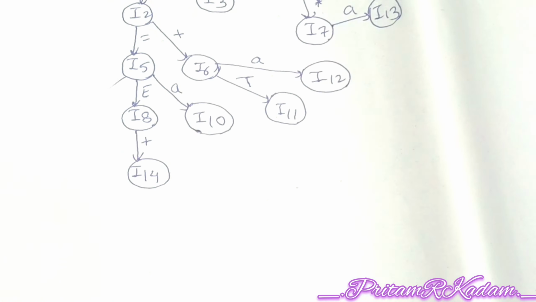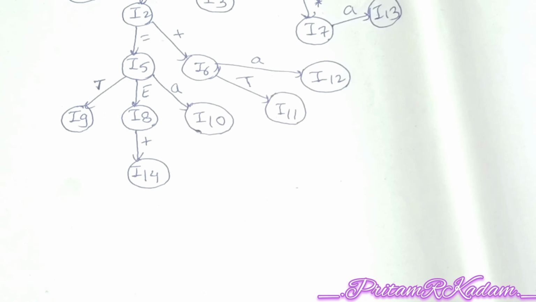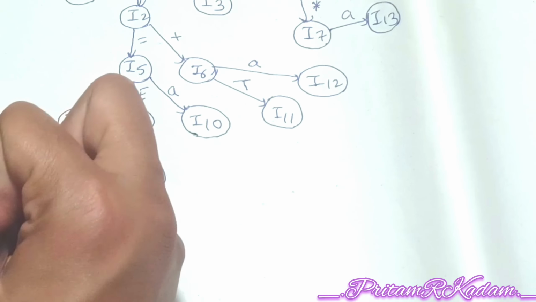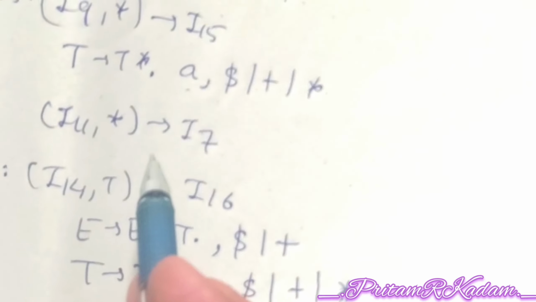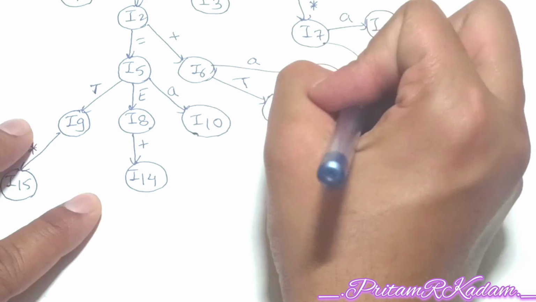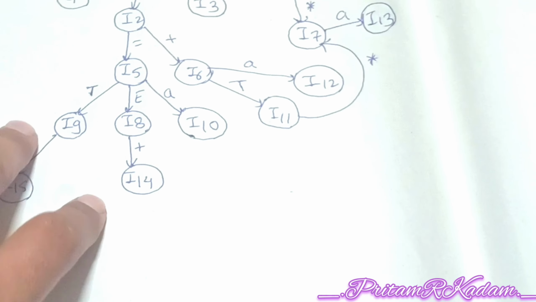Okay. Now let us see for the next part. So we have I9 on star goes to I15. So star on top of the arrow and I15 as the destination. Now for the next part, we have I11 on star goes to I7. Let me just make an arrow and star on top of that.